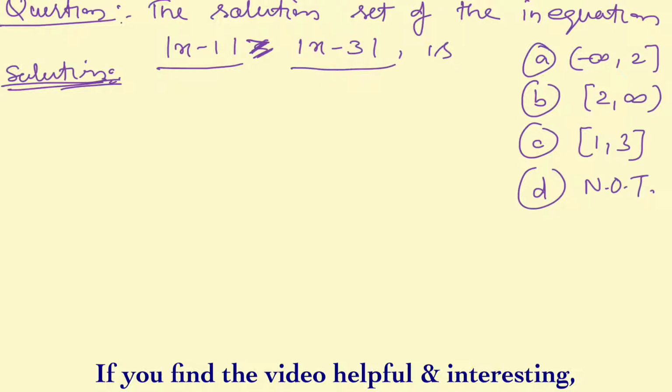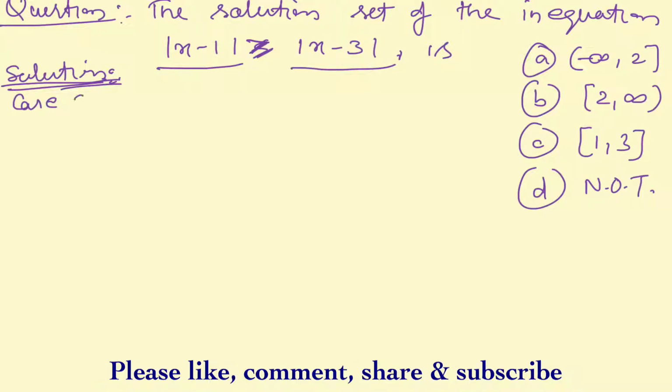So here 2 mods are there. Till now we have solved algebraic equations containing only 1 mod. Now we are going to solve questions containing 2 mods. So how are we going to break the mod? In this we'll have to make cases, and according to the cases we'll solve the question. Case 1 is when x is less than 1.